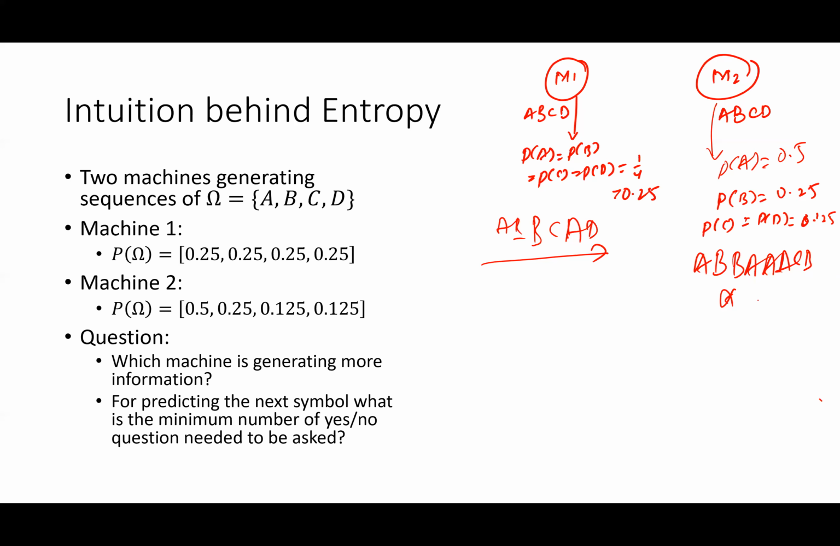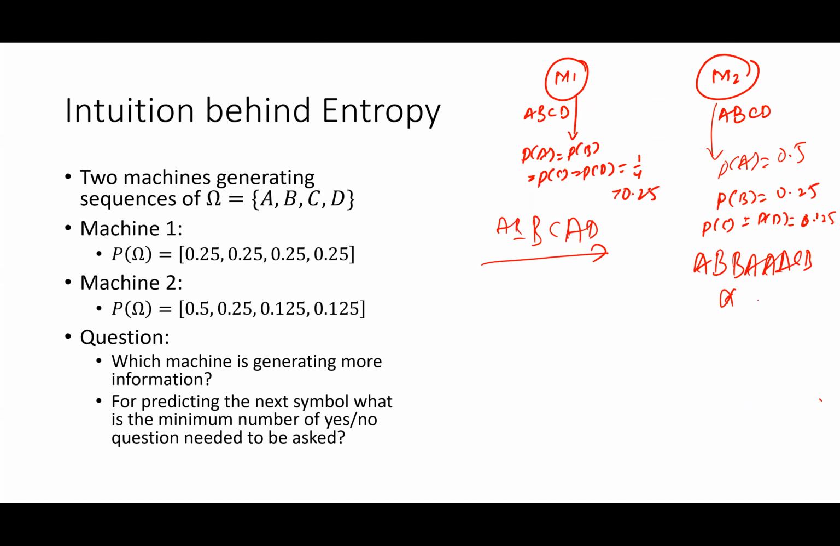Fine. To understand the concepts of information and entropy, we might want to ask this question: which of the two machines is generating more information? Or conversely, we might ask, if we have to predict the next symbol from a particular machine, either machine 1 or machine 2, what is the minimum number of yes/no questions needed to be asked? Fine. So this is the question.